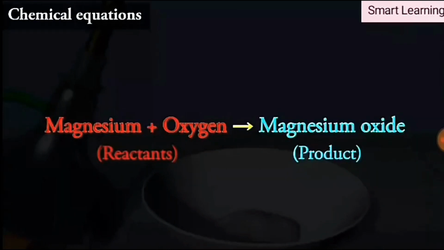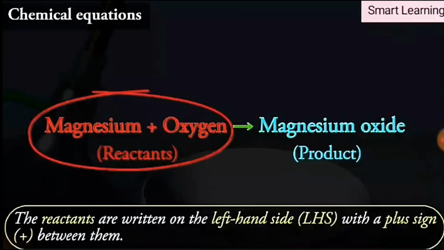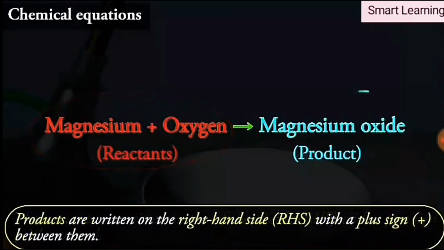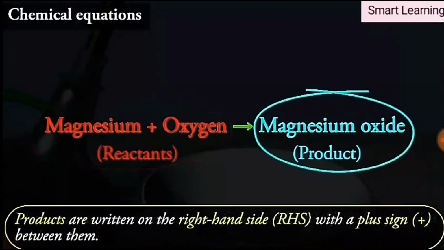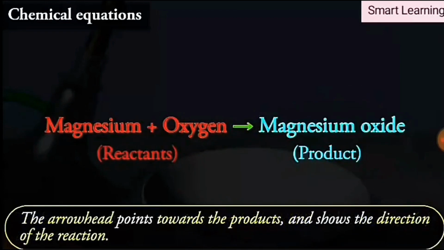A word equation shows changes of reactants to products through an arrow placed between them. The reactants are written on the left-hand side, that is, LHS, with a plus sign between them. Similarly, products are written on the right-hand side, that is, RHS, with a plus sign between them. The arrowhead points towards the products and shows the direction of the reaction.